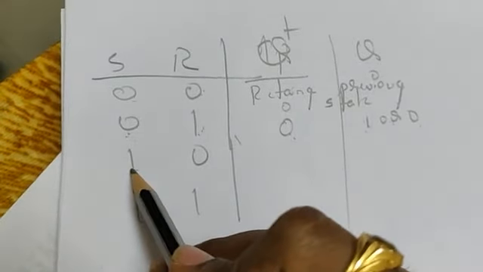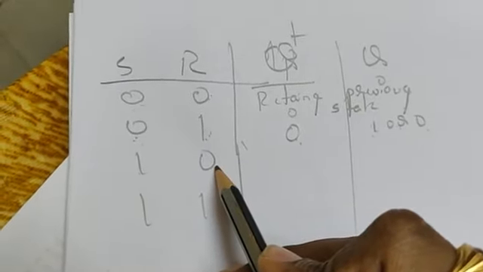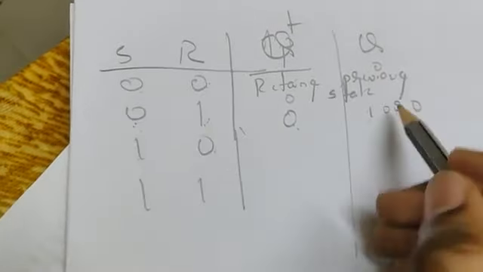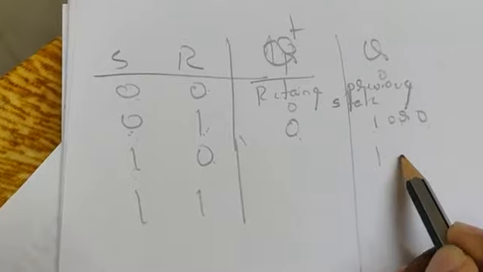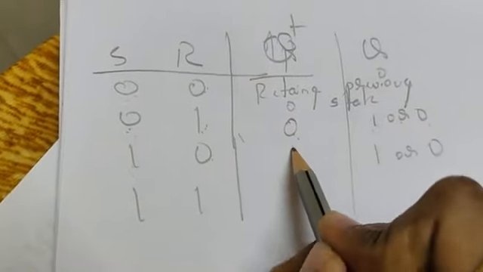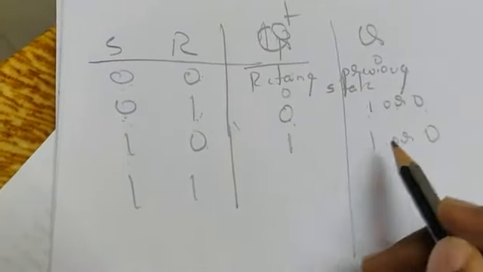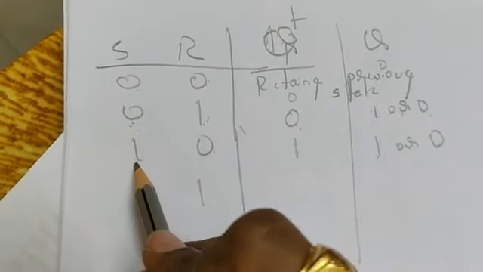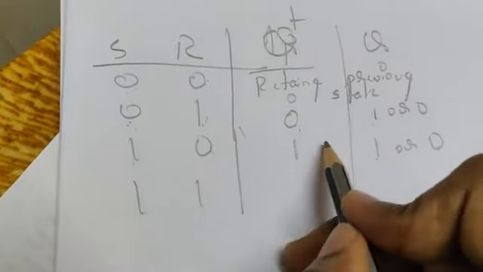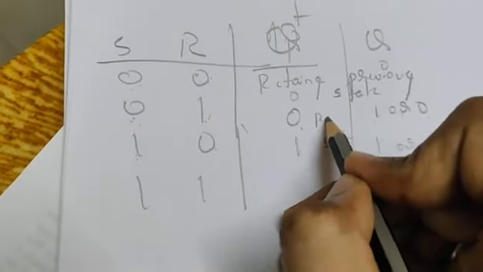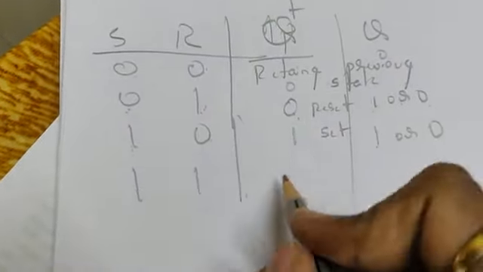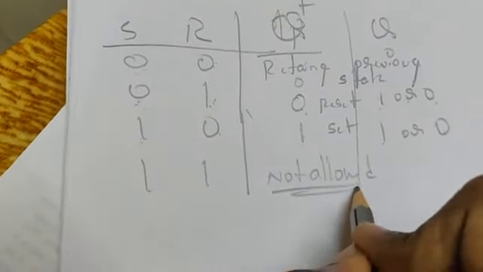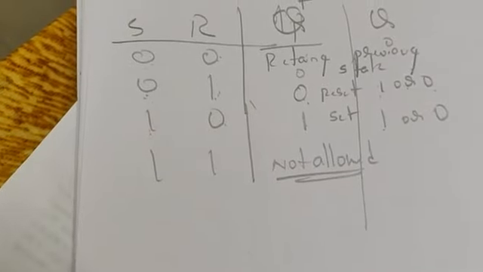When S is equal to 1 and R is equal to 0, we call it the set state. No matter whether the present state is 1 or 0, the next state will be 1. This is fixed. When S is equal to 1, R is equal to 0, we call it set. This is reset. And 1 and 1 is not allowed. This is what we learned in the previous chapter.